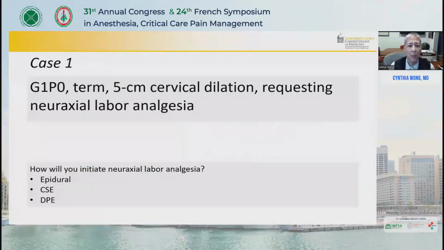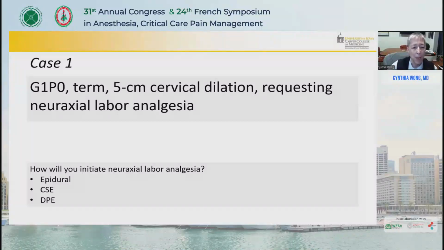So let's talk about a couple of cases and why each of these techniques might be appropriate, more appropriate, less appropriate for each one of these cases. Case one is a nulliparous patient, first baby, term, 5 centimeters cervical dilation. She's requesting neuraxial labor analgesia. How would you initiate neuraxial labor analgesia? Would you use an epidural technique, a CSE technique, or a DPE technique?